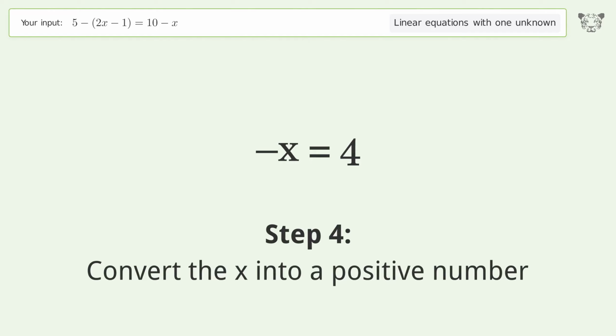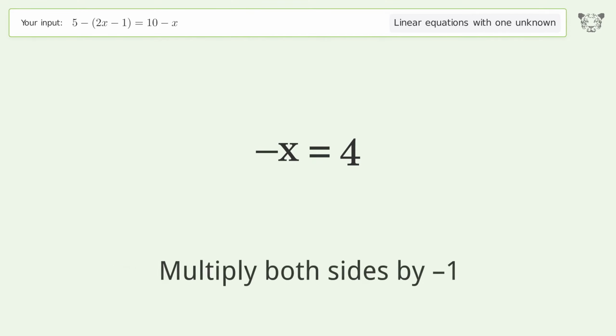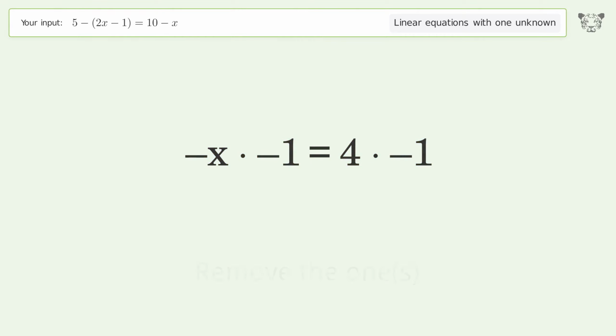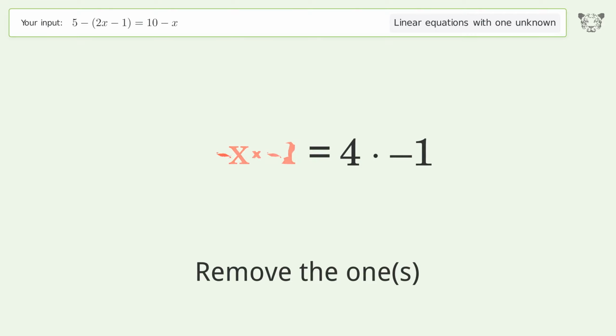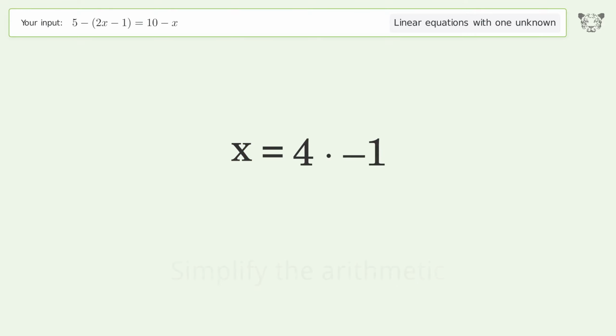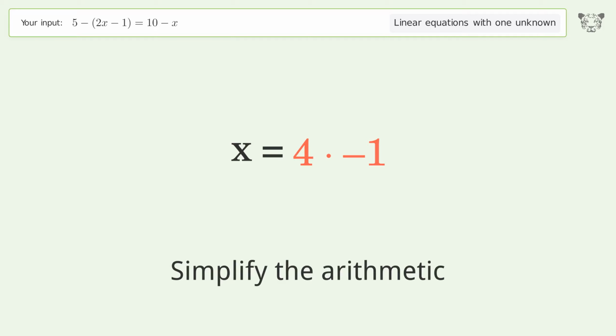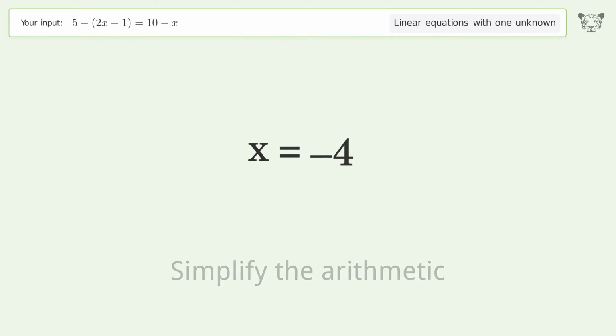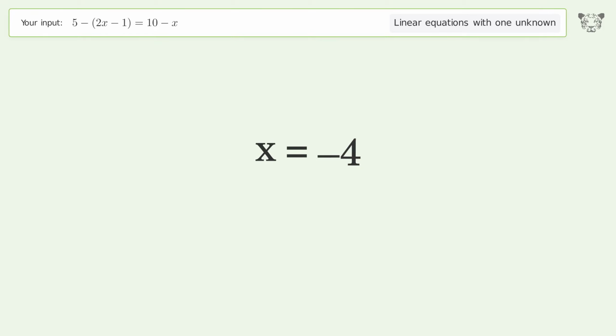Convert the x into a positive number. Multiply both sides by negative 1. Remove the 1s. Simplify the arithmetic. And so the final result is x equals negative 4.